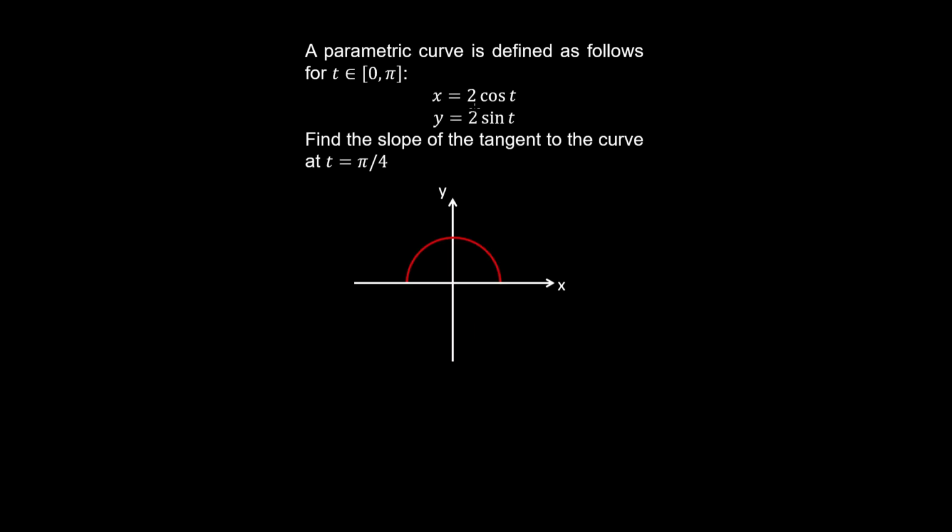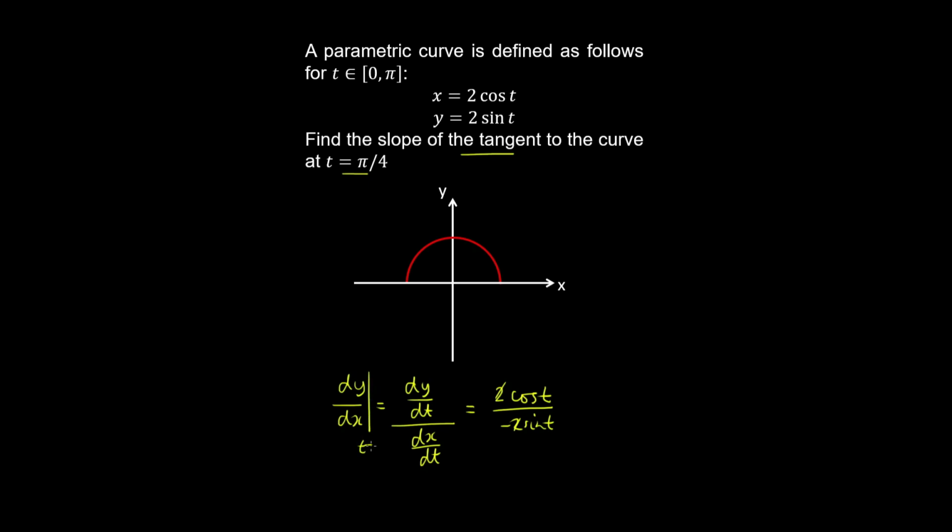Given this parametrization for a semicircular curve, find the slope of the tangent to the curve at t equals pi on 4. Well, that's the derivative dy/dx, which is equal to dy/dt by dt/dx using the chain rule, or dy/dt on dx/dt. So dy/dt is 2 cosine t, and dx/dt is minus 2 sine t. So the 2's cancel.